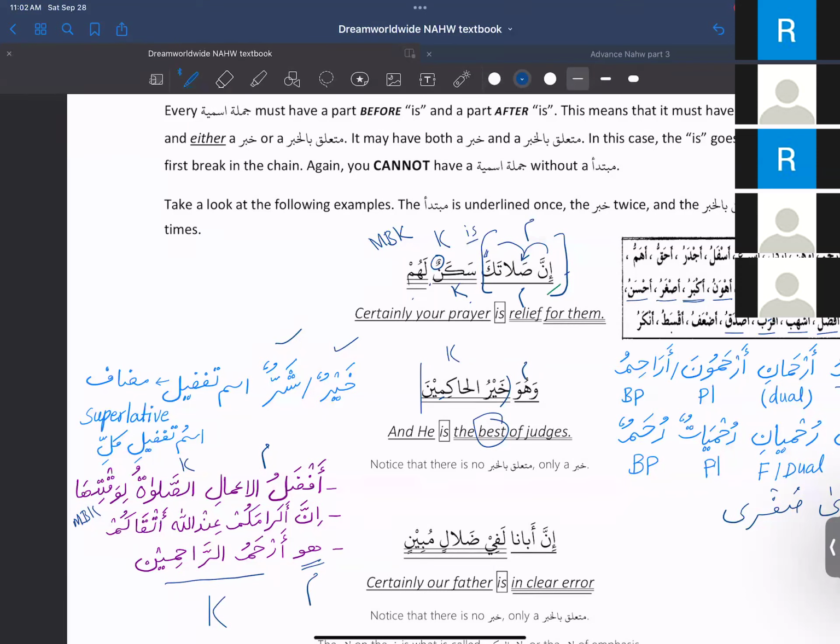How are we going to translate it now? The best of... He is the best who shows mercy. Rahimin is the category. Out of all those who show mercy, he is the best one. He is the most merciful.